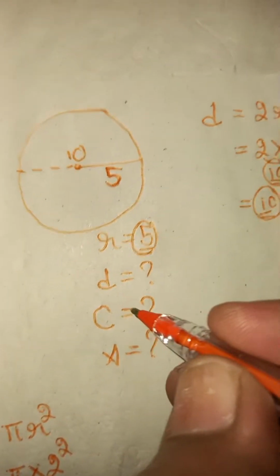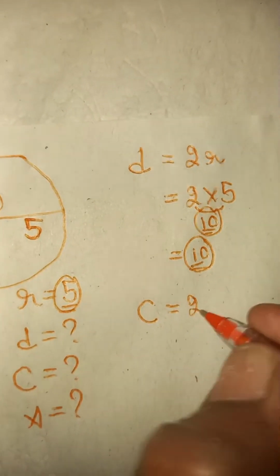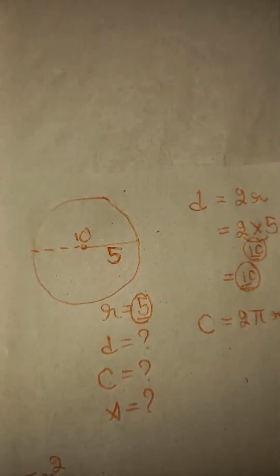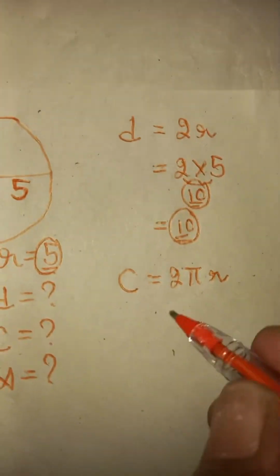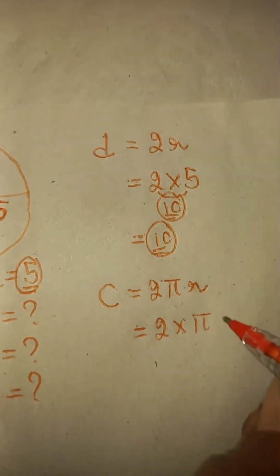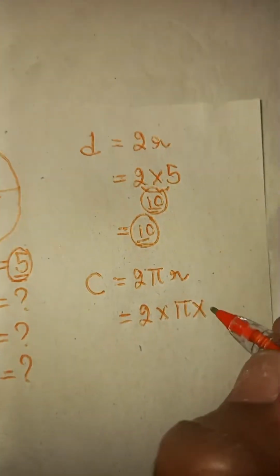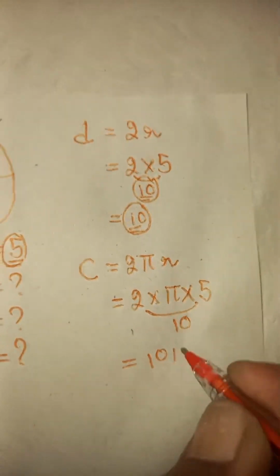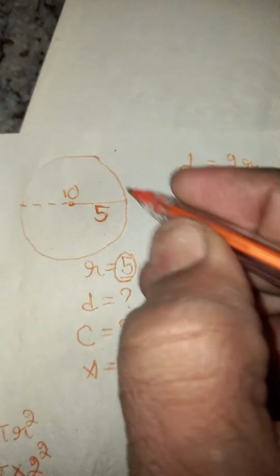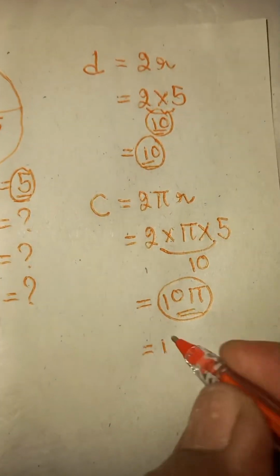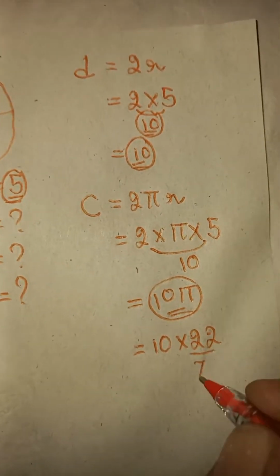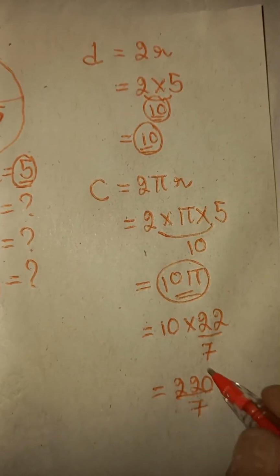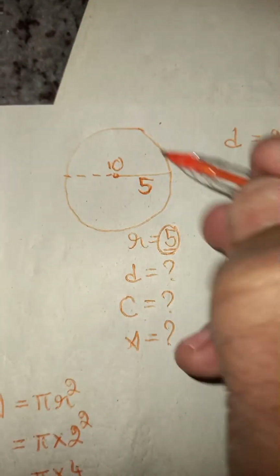Let's find out the circumference. Circumference can be written as 2 pi r. Circumference is the length of this complete boundary. So 2 pi r is equal to 2 times of pi times of radius, which is 5 units. Now multiply them. 2 times of 5 becomes 10. So 10 pi units is the circumference of this circle. You can simplify this. 10 times of 22 by 7. Now 22 times of 10 is 220. 220 by 7 units is the actual circumference.